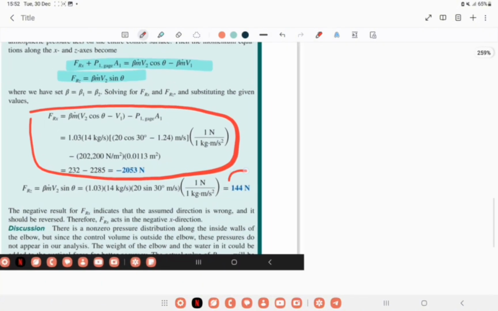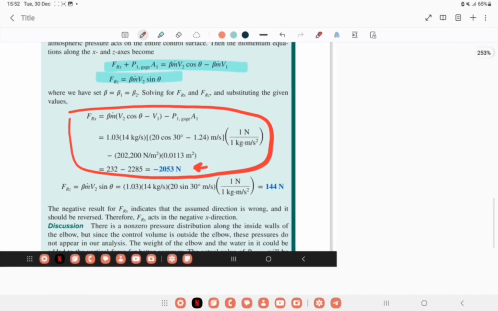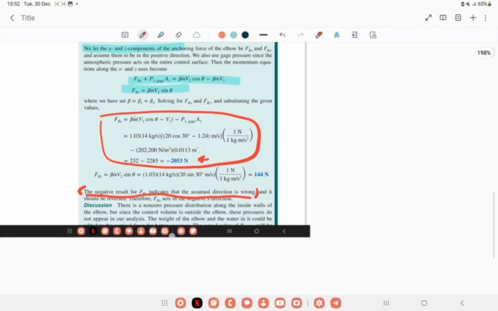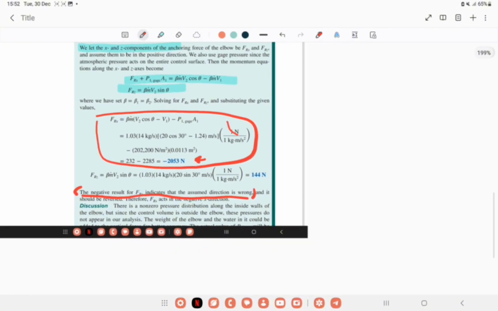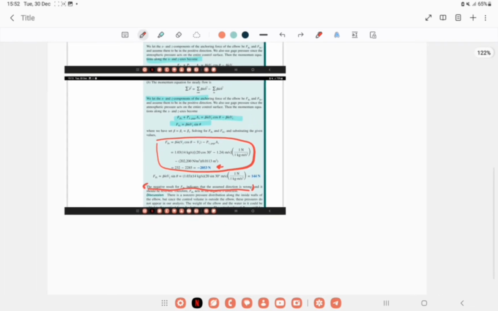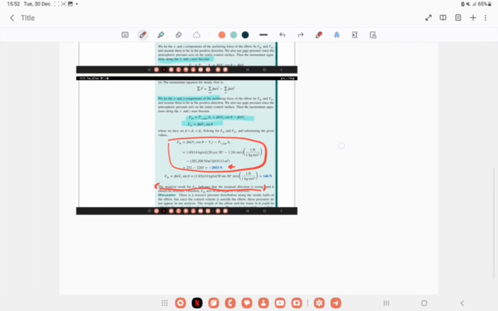Next we consider the vertical direction. The vertical momentum equation is: the supporting force in the vertical direction is equal to the momentum correction factor multiplied by mass flow rate multiplied by the outlet vertical velocity. After substitution and calculation, the final answer will be 144 Newtons acting upward.